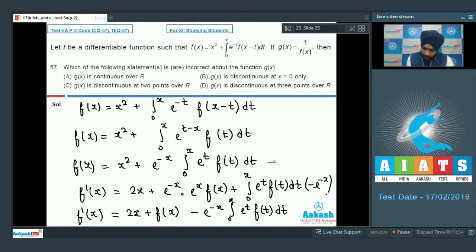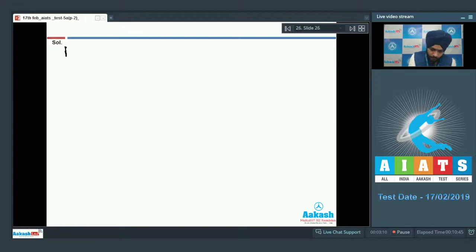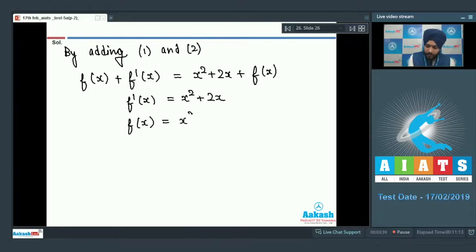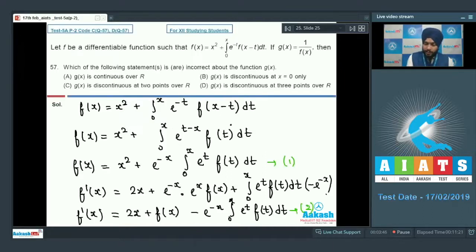Carefully observing equation number 1 and equation number 2, if we directly add them, we'll get this complicated term cancelled. So by adding 1 and 2, on the left hand side, we'll have f of x plus f dash x is equal to x square plus 2x plus f of x. So that term will be cancelled. From here, we have f dash x equals x square plus 2x. From there, we can say that f of x is x cubed by 3 plus x square plus constant of integration. Now, in order to evaluate the constant of integration, let us put x equals 0 here. So f of 0 is clearly 0. So that means c is 0.